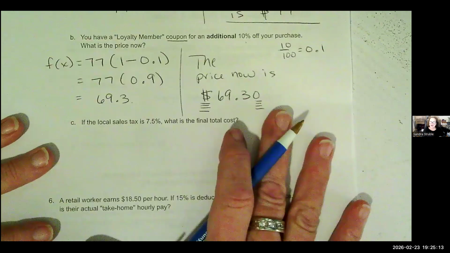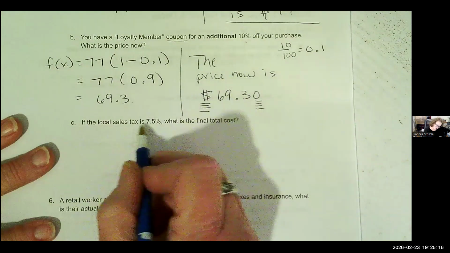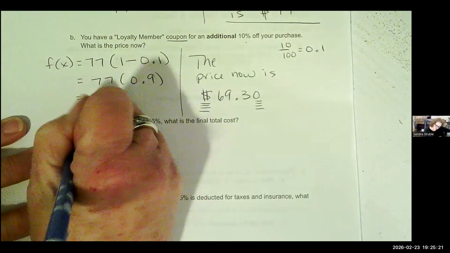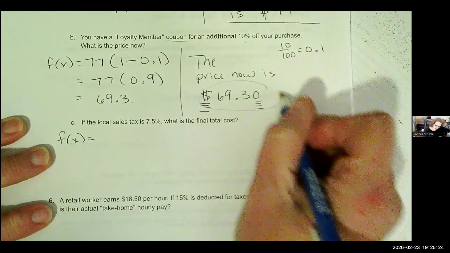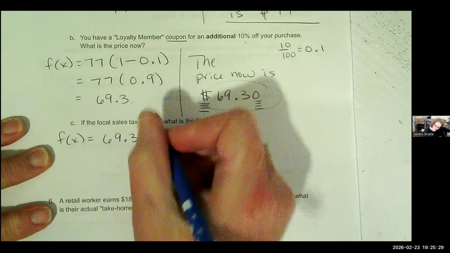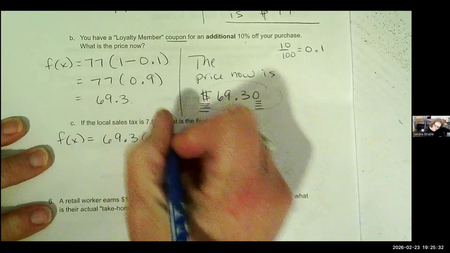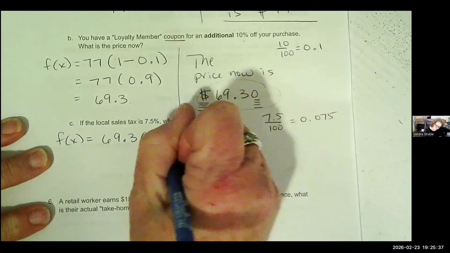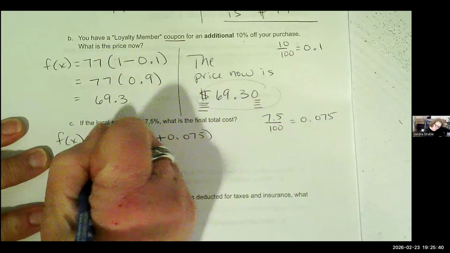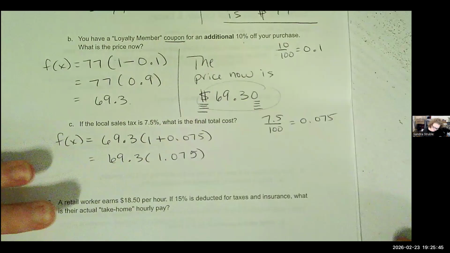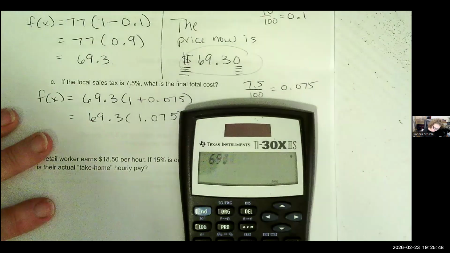If the local sales tax is 7.5%, what is the final total cost? So again, f of x, we're going to take the new price, $69.30, and we're going to add sales tax. You always have to add sales tax. 7.5 divided by 100 is 0.075. Just cleaning it up makes it easier to calculate, with fewer mistakes. 69.3 times 1.075 is 74.4975.